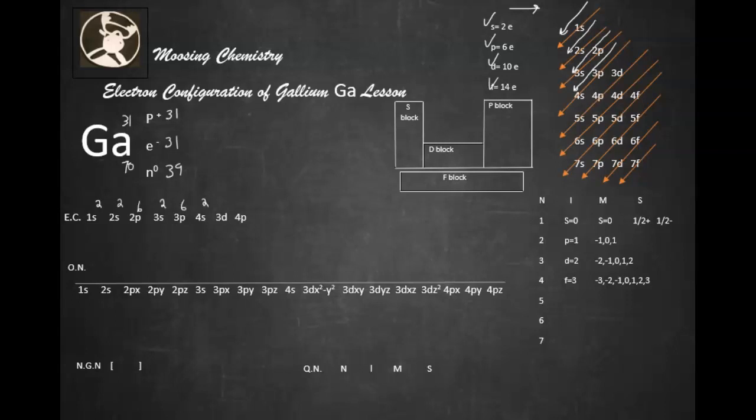And then 3d10, 4p1. All right, if you count that up, 2 and 2 and 6 make 10, 2 and 6 and 2 make 20, plus 10 makes 30, plus 1 makes 31. Pretty darn cool, huh? So excellent.